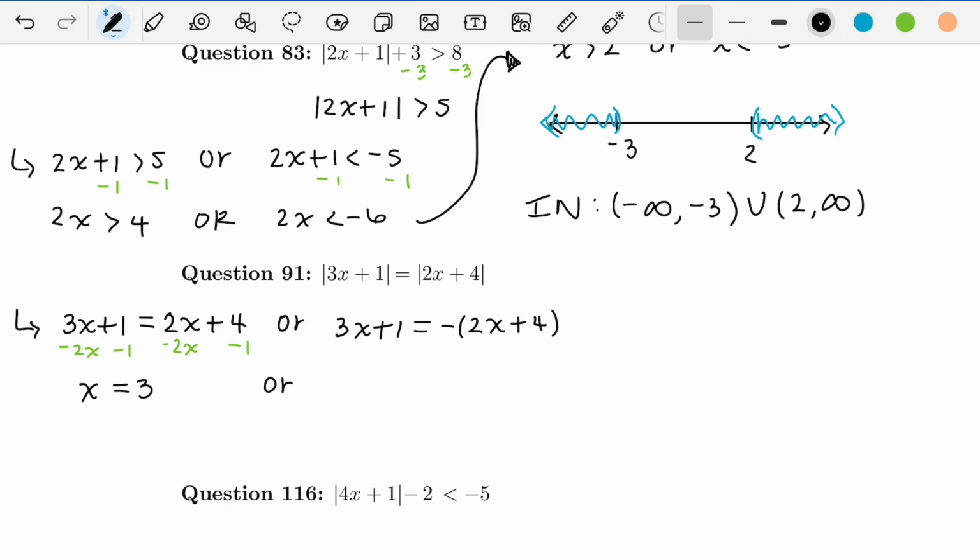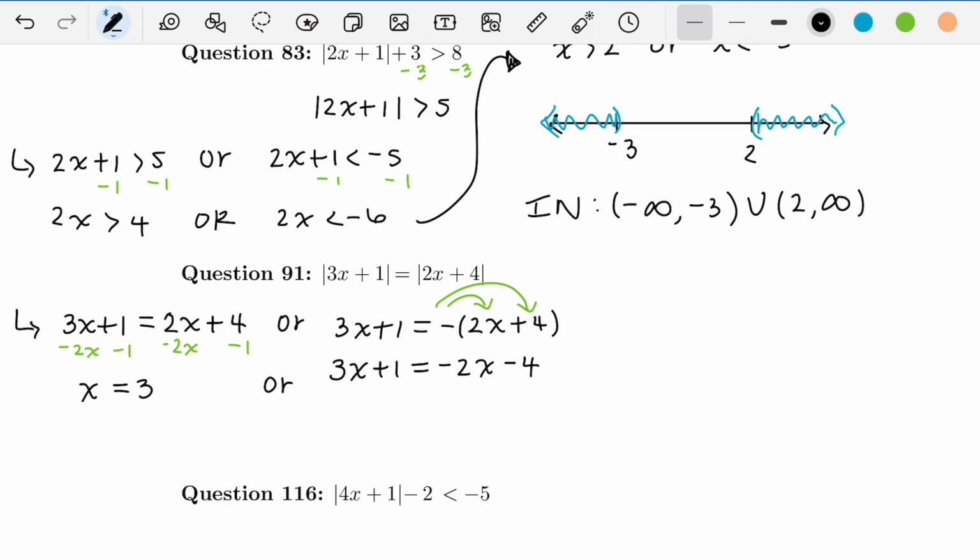Now we're going to do something similar, but the first step we have to do is distribute this negative to both terms inside our parentheses here. This gives us minus 2x minus 4, and then we can solve for x, doing something similar. We will add 2x to both sides and take away 1 in the same step.